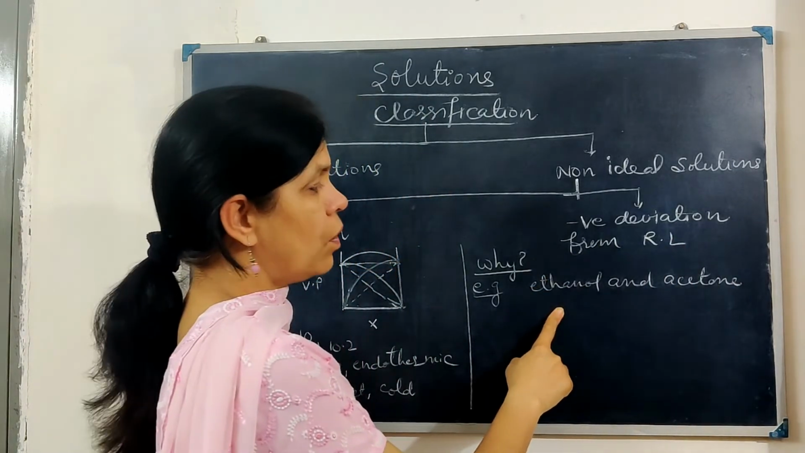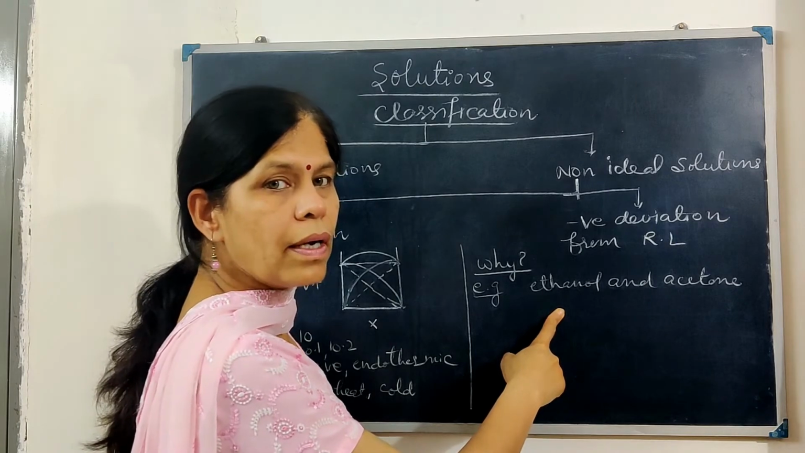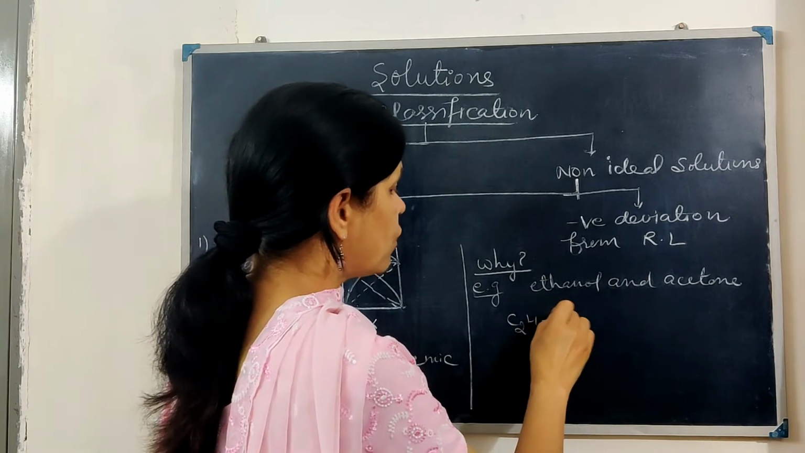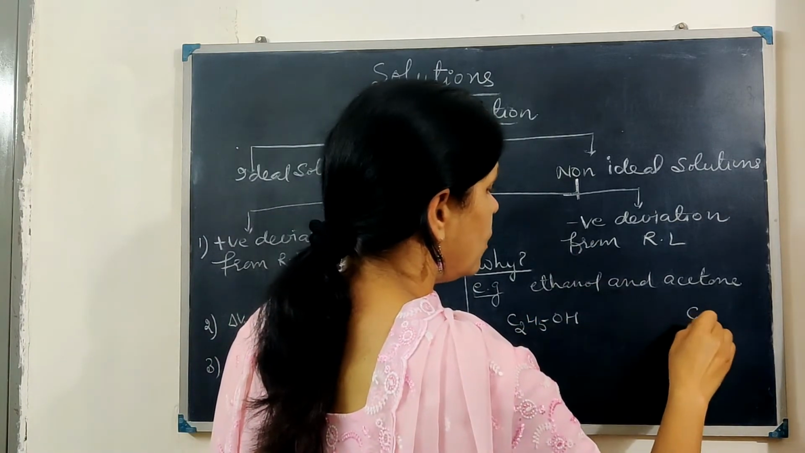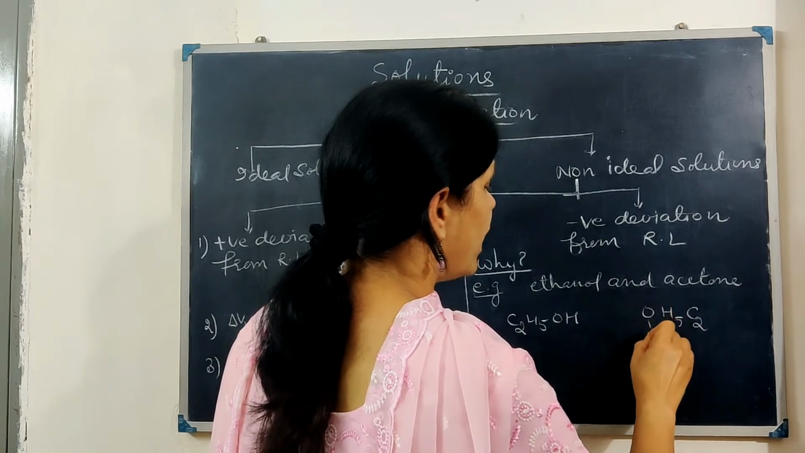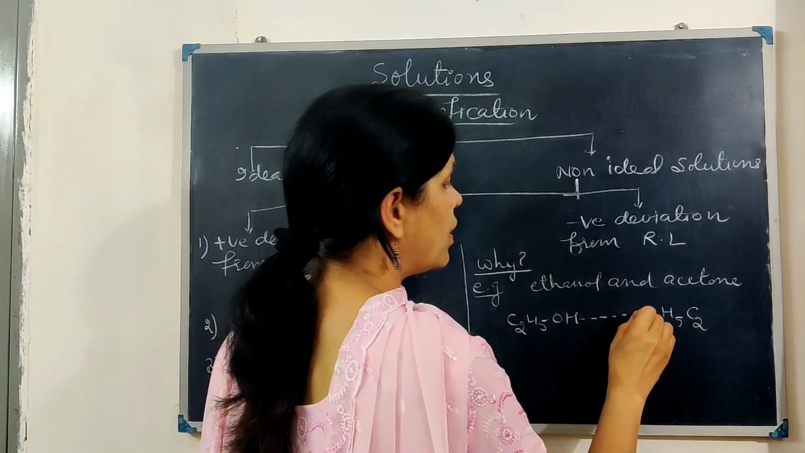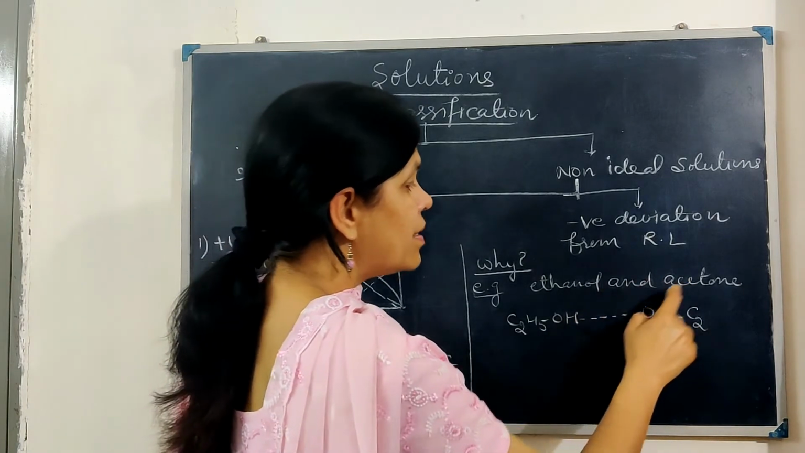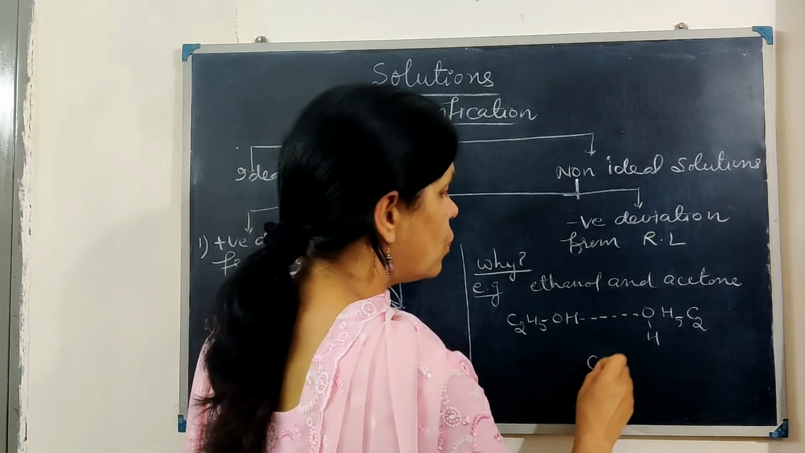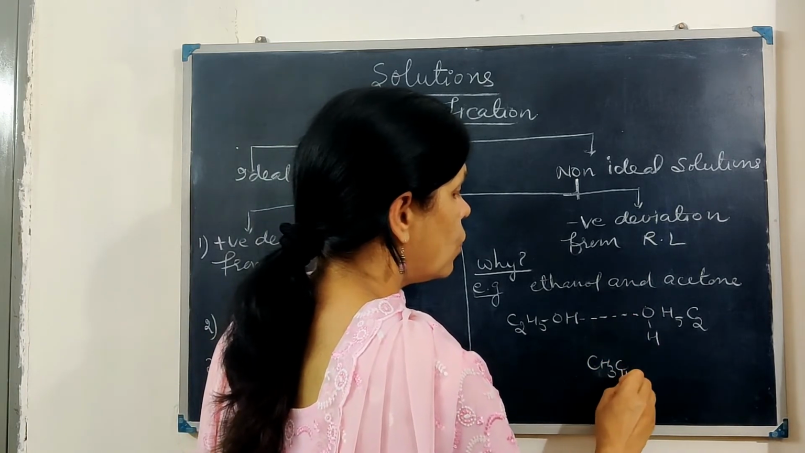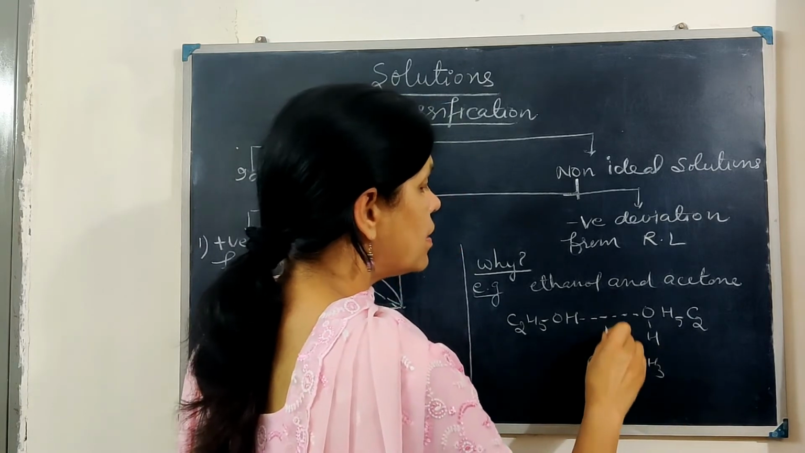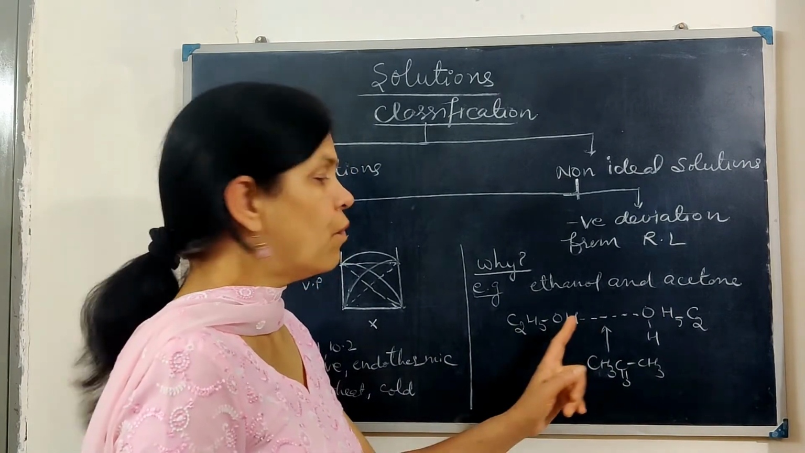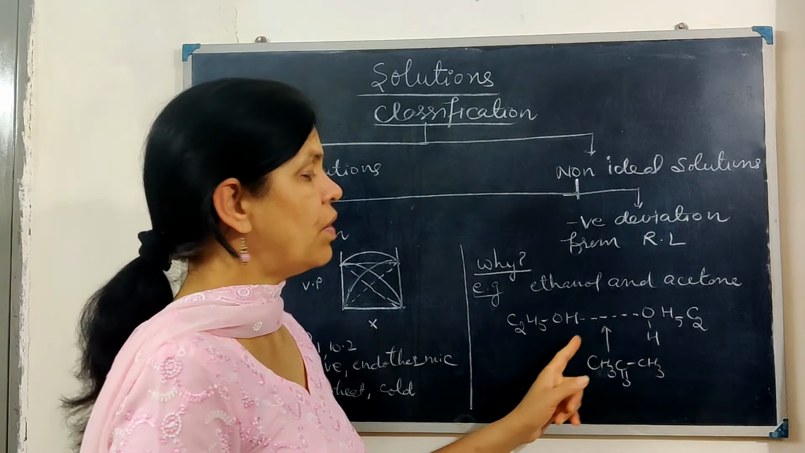You know, in pure ethanol, there are strong intermolecular attractive forces, which is hydrogen bond. So if I say this is C2H5OH and this is another molecule of C2H5OH, then there is strong hydrogen bond between the hydrogen of ethanol and oxygen of another molecule of ethanol. When acetone, CH3COCH3, is added to this, it occupies the space in between the two molecules of ethanol, and due to this, weakening of intermolecular forces of attraction takes place.